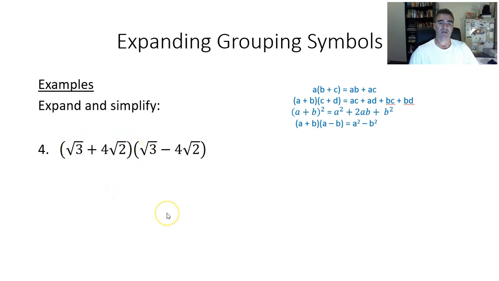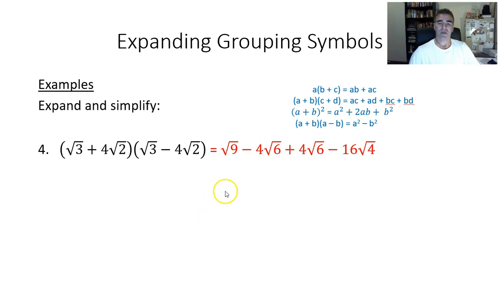So multiply the first together. Root 3 times root 3 is root 9. Then let's multiply our outers together. So root 3 times negative 4 root 2 is negative 4 root 6. Then our inners. So 4 root 2 times root 3 is 4 root 6. You'll notice that that one's negative and that one's positive. And then 4 root 2 times negative 4 root 2 is 16 root 4, and it's negative there.